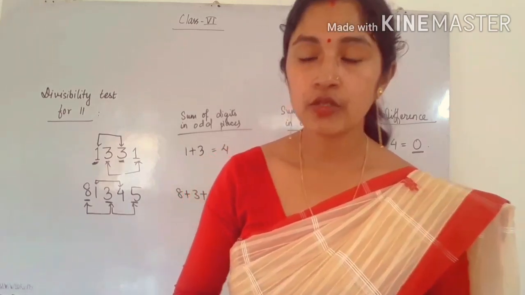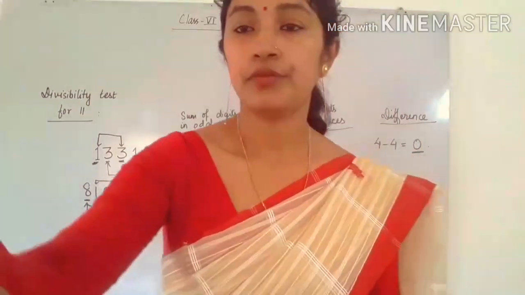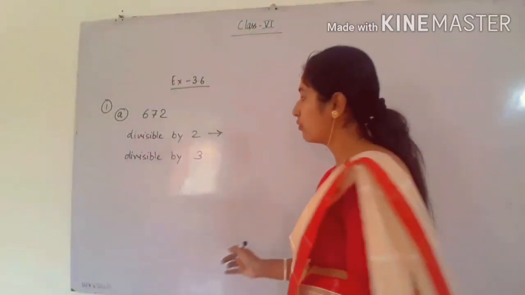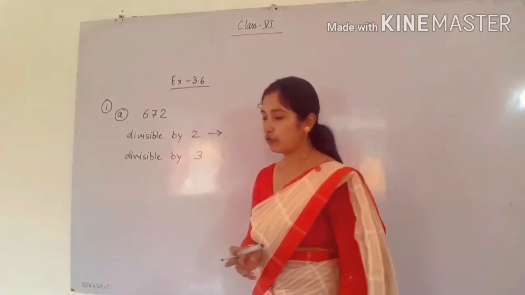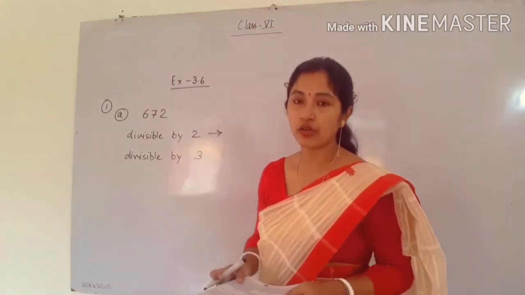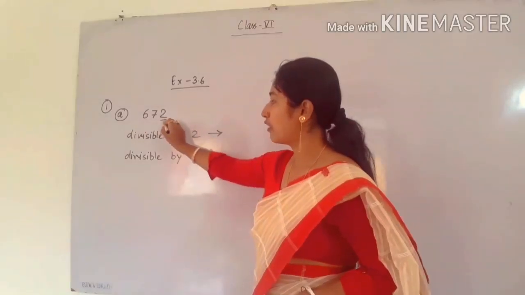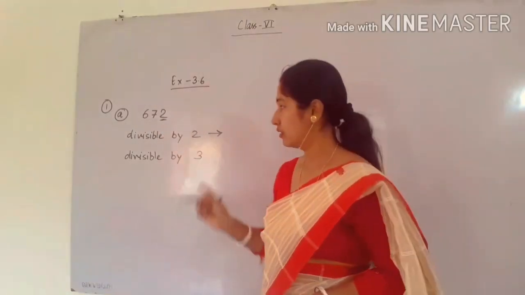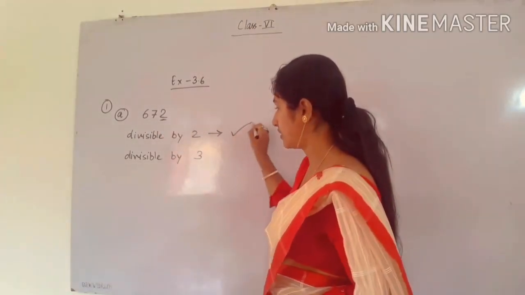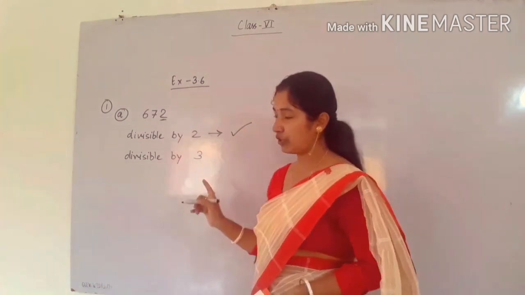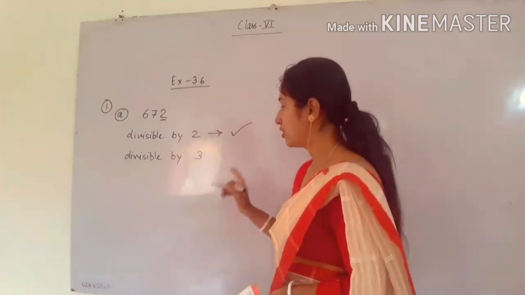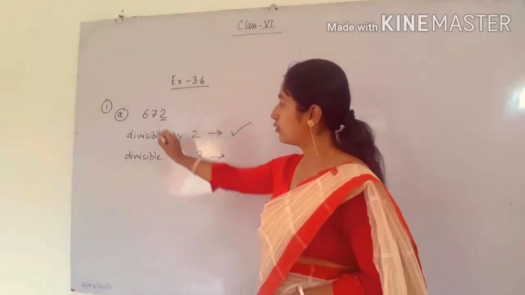So let us do exercise 3.6 first. Question number 1a, 672: you have to check whether this number is divisible by 6 or not. See here, in ones place we have 2, therefore this number is divisible by 2. Yes. Next you have to check for divisibility by 3 or not. For that you have to add all the digits.